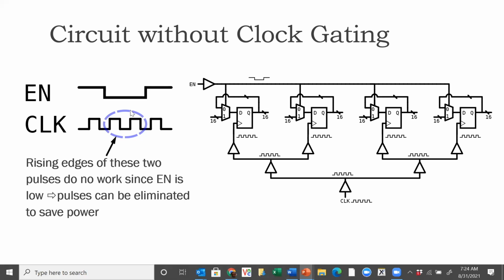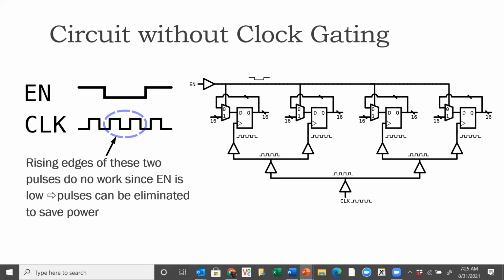So when the enable is 0, the flip-flops don't change state. So on the rising edges of the 2 middle pulses, they do no work since the enable is low. When the enable is low, the flip-flops are not changing state. So even when the flip-flops receive those pulses and receive the rising edge of the pulses, the flip-flop does not change state. So there is nothing happening as far as state change is concerned during the 2 middle clock pulses. So even though the clock is pulsing, nothing is changing state. So those 2 pulses are basically useless pulses. If you did not have those pulses, nothing would happen. The circuit would work just as well.